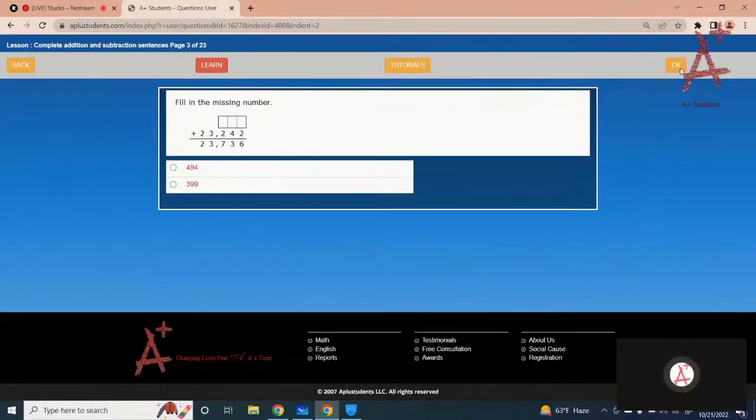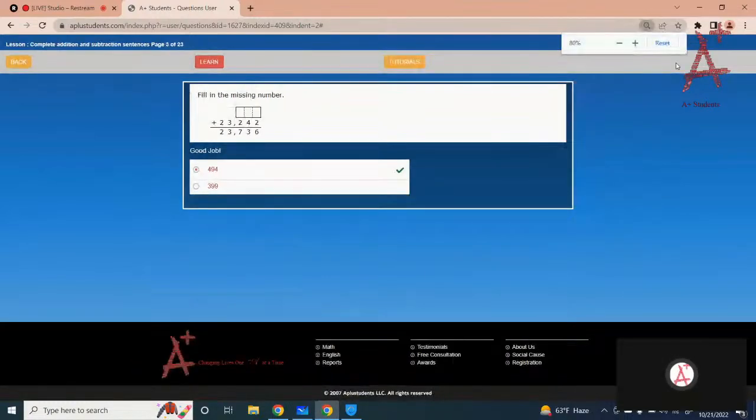Okay, the next one is again adding, and that's the one we did on the board in the tutorial, that the correct option is 494. Got it? So select the correct option and then click on the OK button.